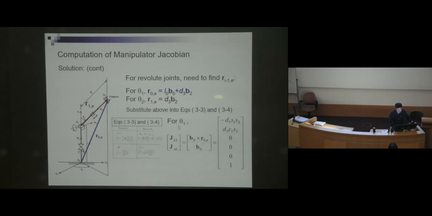From here, you can determine your JL1 and JA1 for theta 1. Your JL1 is equal to your B0 cross R0E. You are using this because theta 1 is a revolute joint, and you are determining the linear part. And then the angular part will be equal to your B0. So how do you do your B0 cross R0E? This is a column vector, this is another column vector.